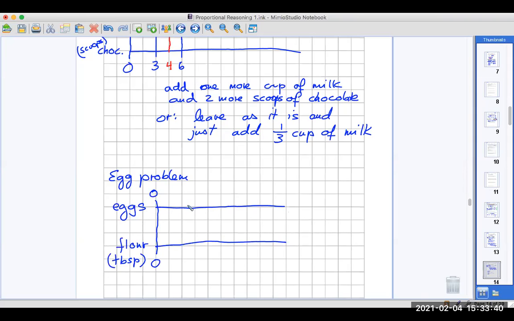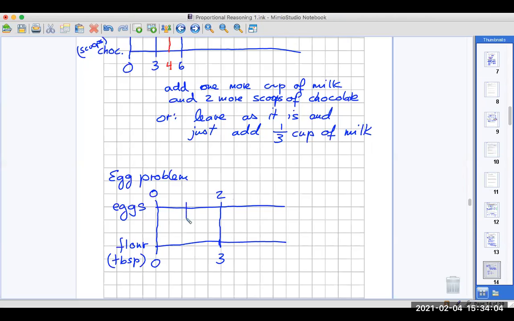And I think she wanted 2 eggs. So I'm going to put that out here a little bit. 2 eggs go with 3 tablespoons of flour. But what did we do? The person did put 4 tablespoons of flour in it. So we still have 2 eggs, but 4 tablespoons of flour. So how can we fix it?